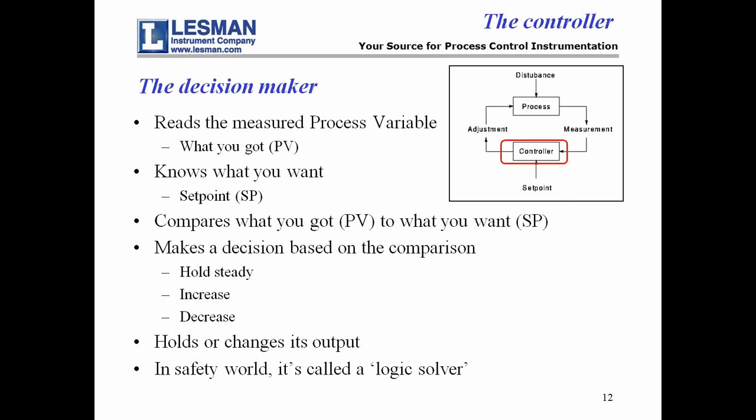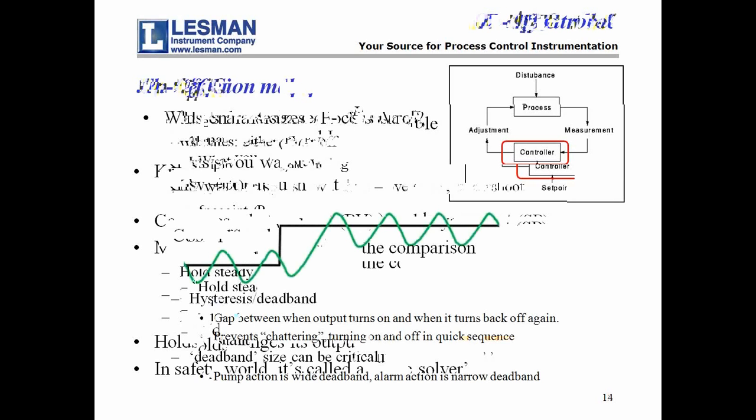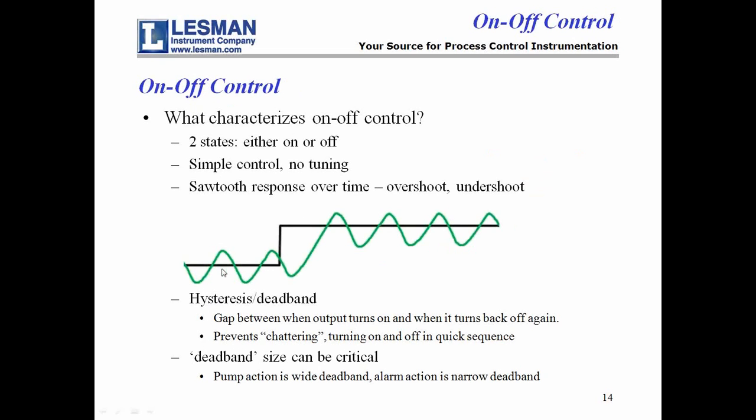The most basic form of control is on-off control. It's two states. It's either on or it's off, binary. It's simple. There's no tuning, but you'll see on this graph down here, the black line here is what we want, and the green line is what we actually get. And you can see that this process variable just oscillates up and down.